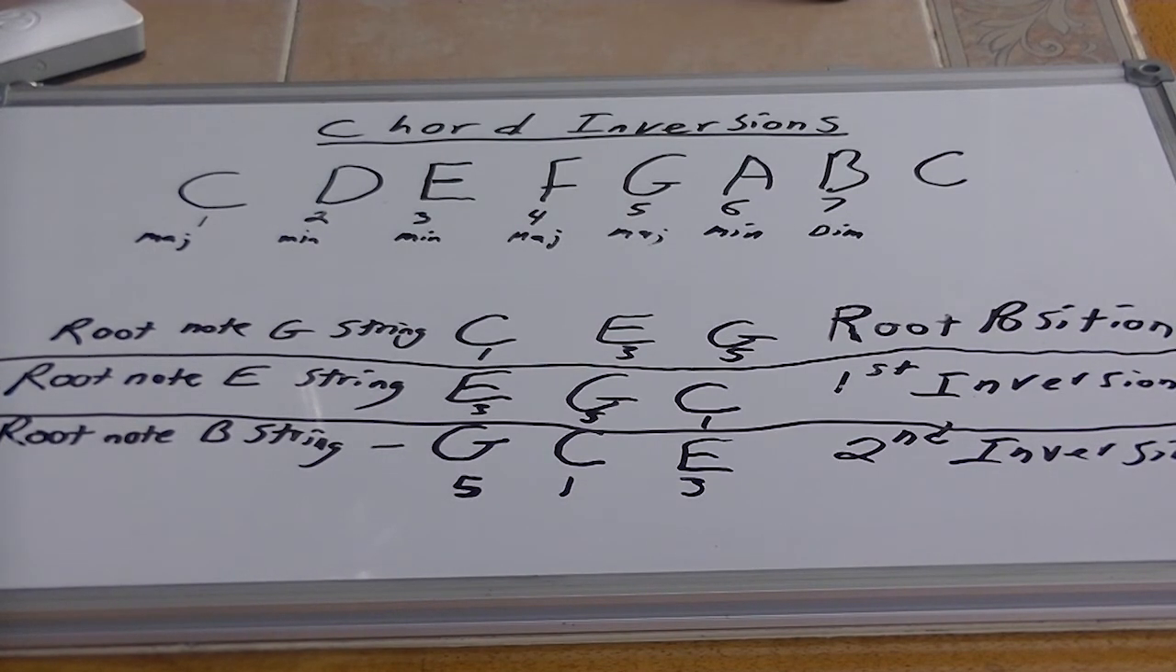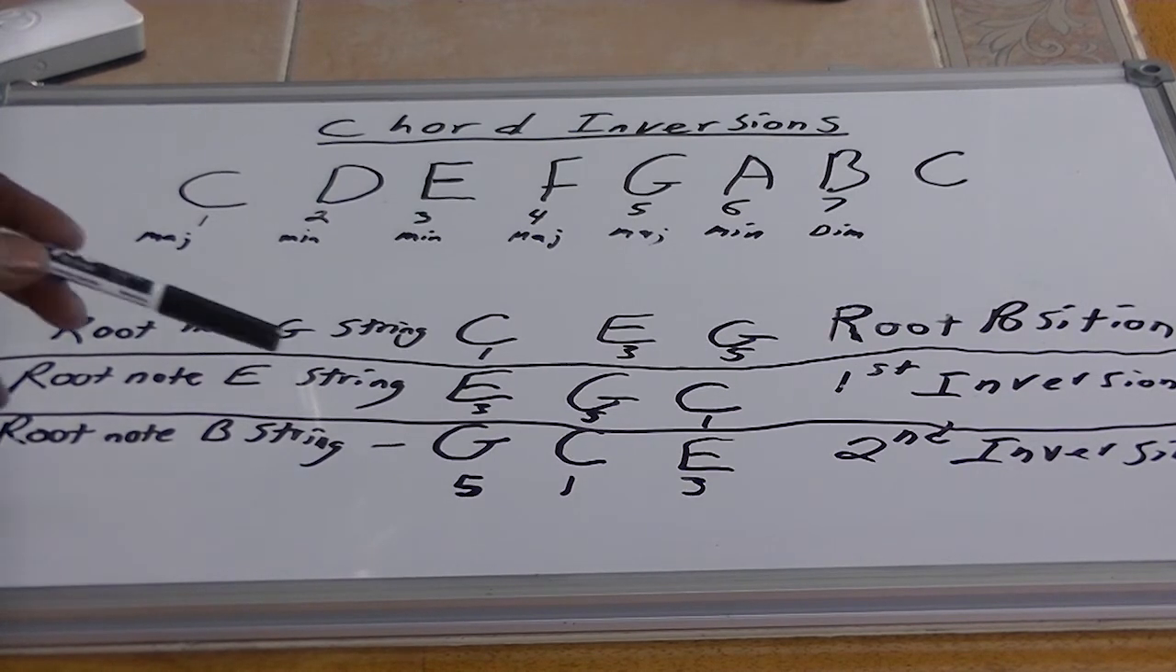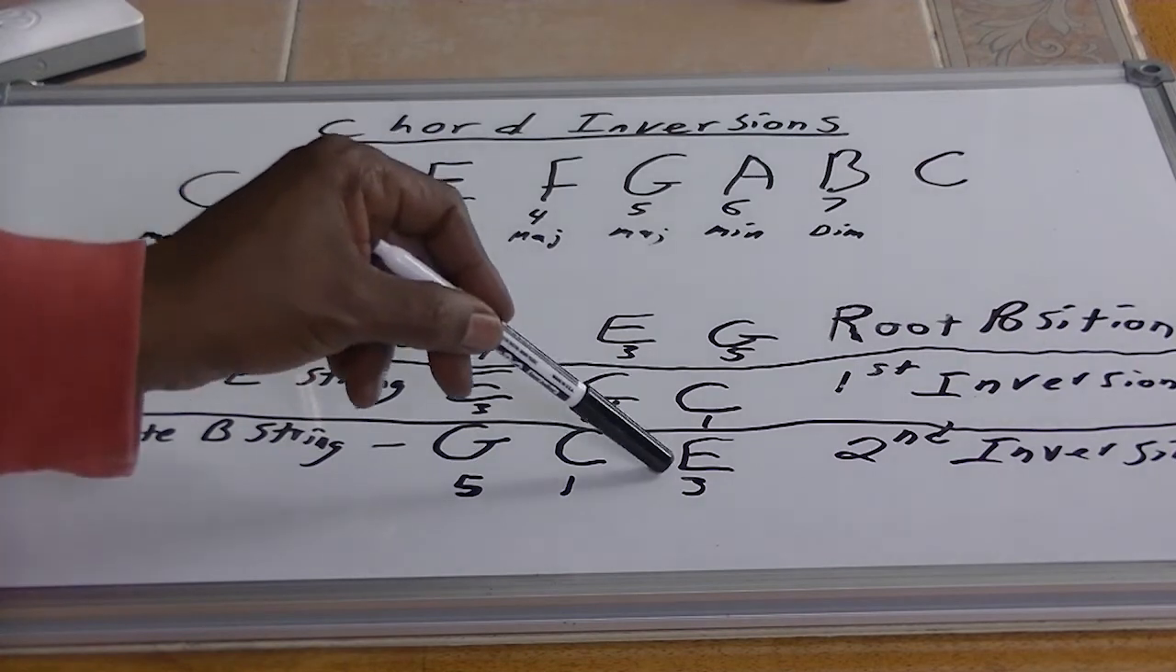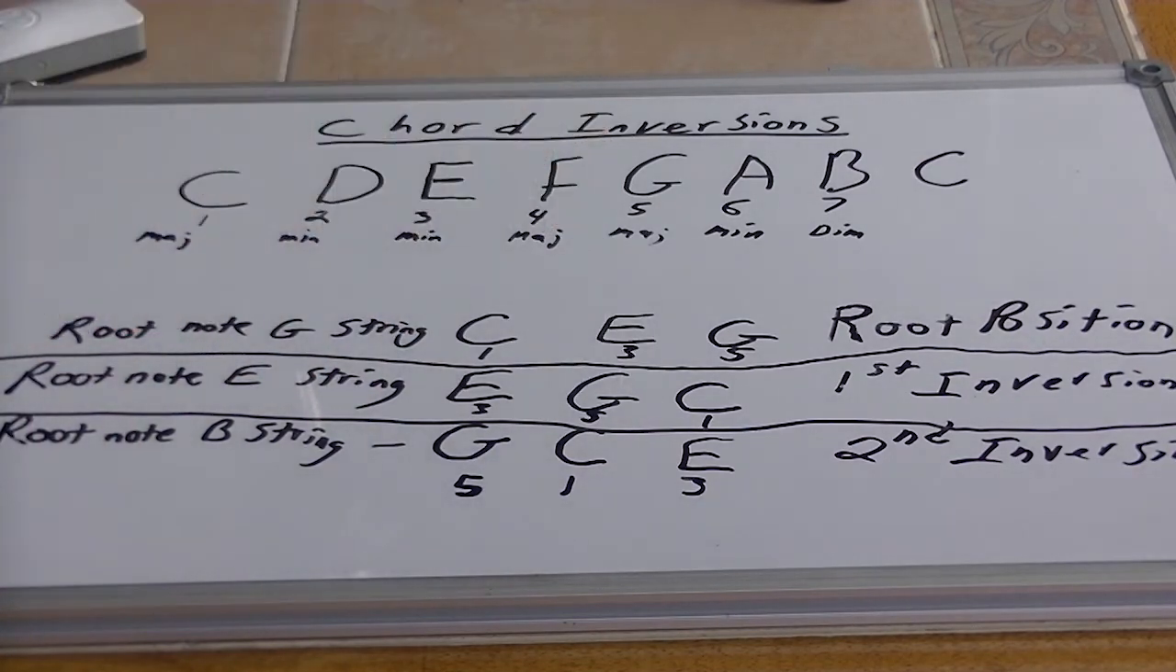So when we play the G string, we'll say G is the fifth. And then when we play the B string, we'll say C is the root. And then when we play the E string, we can say E is the third. Or as I like to do it, as I play through those notes, I like to think 5, 1, 3. That's our order, playing the notes from low to high.